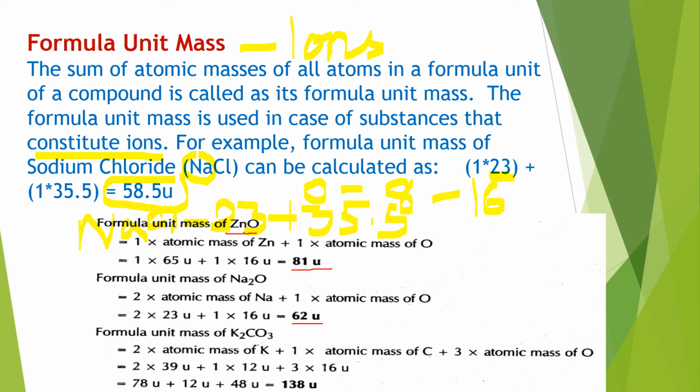Now coming to K2CO3: 2 into atomic mass of K, plus C, plus 3 into atomic mass of oxygen. So 2 into 39 plus 1 into 12 plus 3 into 16. The answer you will get is 138 units. So here what you should know is the atomic masses. You should remember the atomic masses, then you can easily do it.